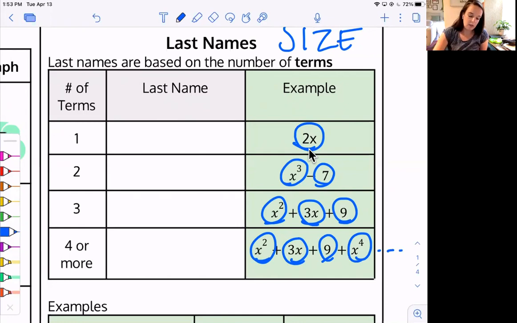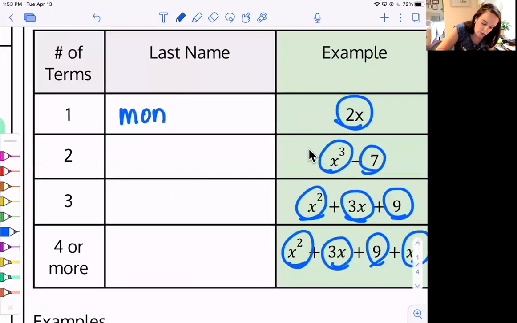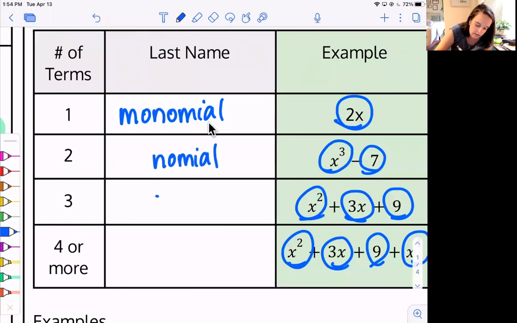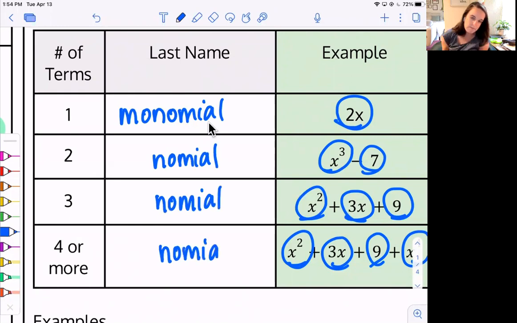There's only 1 term. The word is monomial. Monomial. I can't really think of anything except like if you get mono, you have to stay by yourself. Like you can't hang out. I don't know. Monomial means 1. And then all of these end in nomial. We just have to figure out what they start with based on the word.